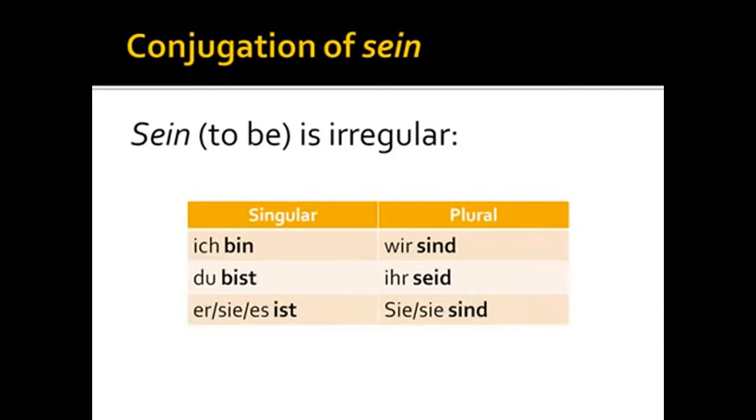English is a Germanic language, German is a Germanic language, so it's going to have that same difficulty. It's an irregular verb, so we're going to have to memorize this, but once you get it down, you'll use this all the time. Ich bin, du bist, er, sie, es ist. Wir sind, ihr seid, sie sind. So memorize this, and this will be something that you will use frequently. I am tired. I am bored. I am interested.